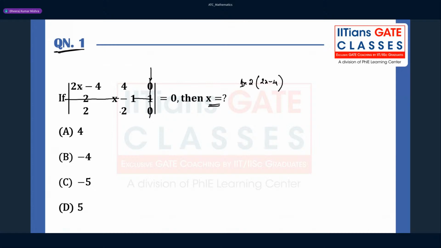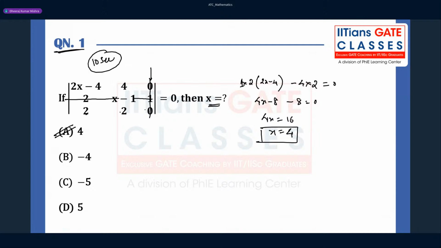So this is 2 times 2x minus 4, and this is 4 into 2, so minus 4 into 2, which is going to be 0. So this is going to be 4x minus 8, minus 8 is going to be 0. So 4x equal to 16. So x equal to what? x equal to 4. So the answer for this question is 4. You can solve this question in 10 seconds, if you know this technique.